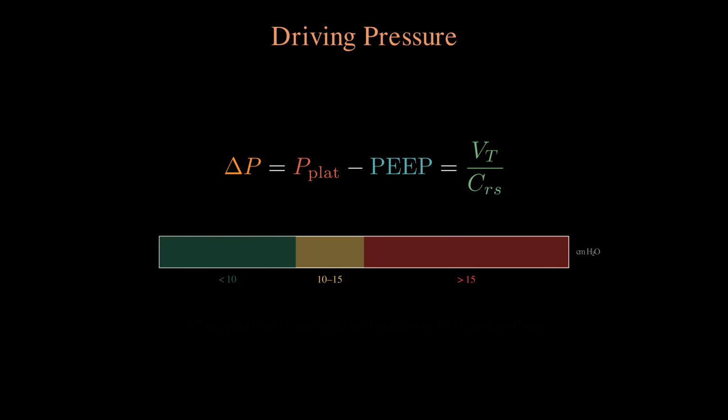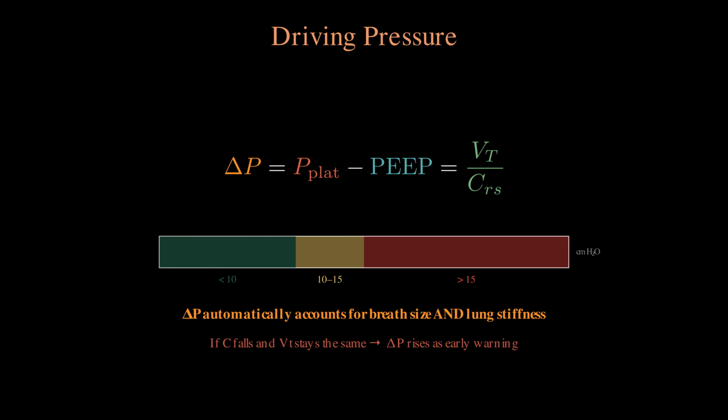The beauty of driving pressure is that it automatically accounts for both the size of the breath and the stiffness of the lung. If compliance falls and you keep the same tidal volume, driving pressure rises as an early warning.